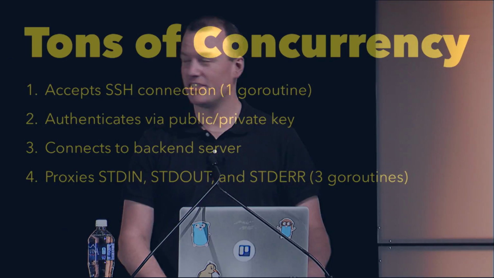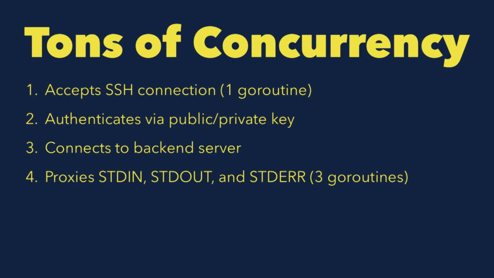It's not cool. So this actually turned out to be a perfect project for Go because there's tons of concurrency. And to give you an idea of this, when you first connect, we're listening on a loop. We kick off a goroutine. That goroutine is responsible for authenticating your public and private key. It then connects to the backend server, and once it's got that connection, it then proxies standard in, standard out, and standard error, each on their own goroutine.